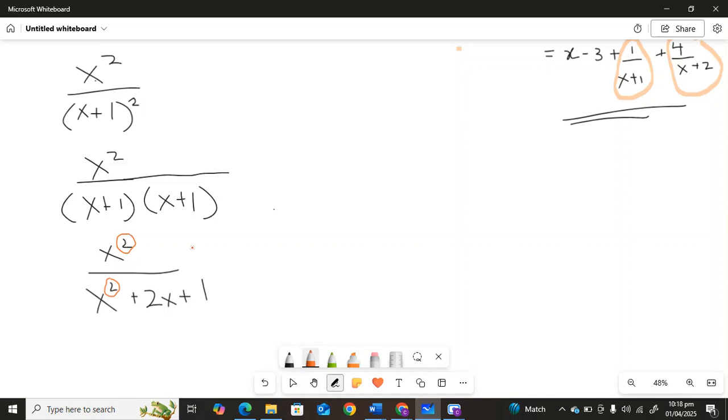Okay. Any questions before now? Since it's an improper fraction, we have to do polynomial division. So any questions before we do the polynomial division?